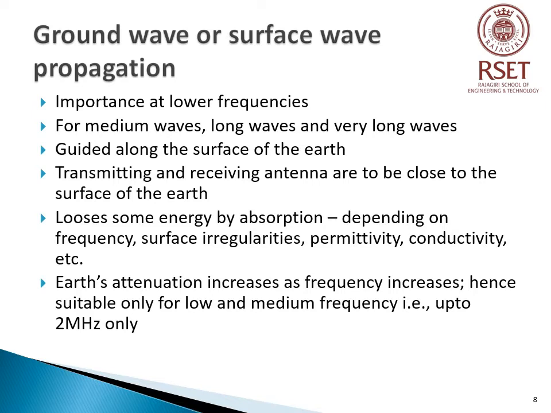While passing over the surface of earth, the surface wave loses some of its energy by absorption. The ground wave thus suffers varying amount of attenuation while propagating along the curvature of earth, depending upon the frequency, surface irregularities, permittivity, conductivity, etc. Earth's attenuation increases as frequency increases, and hence this mode of propagation is suitable for low and medium frequencies, that is up to 2 MHz only.